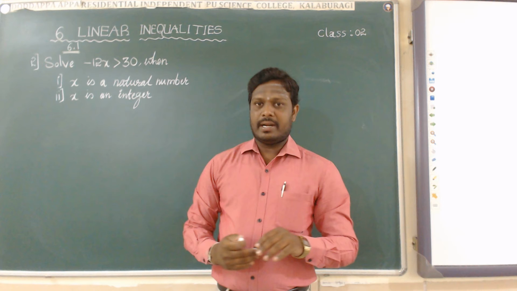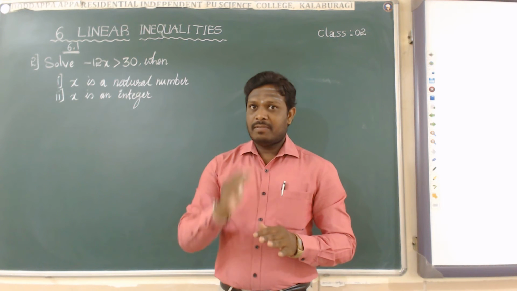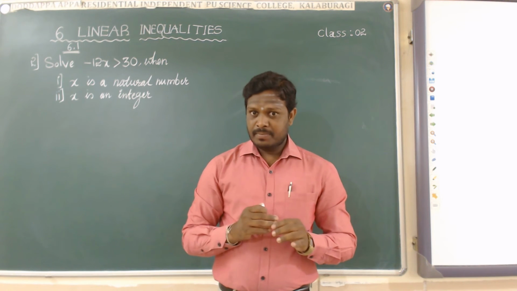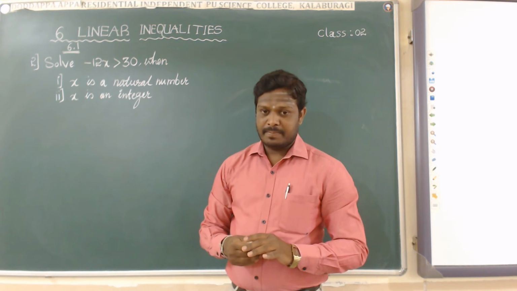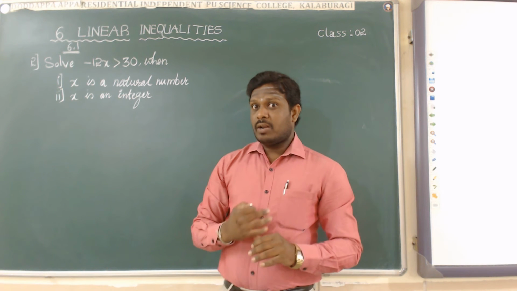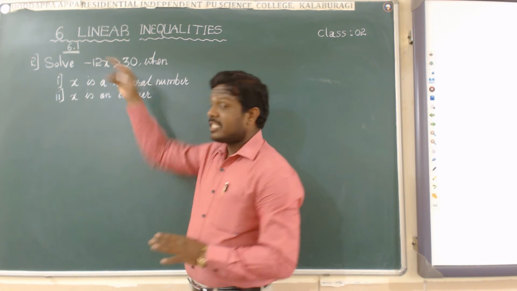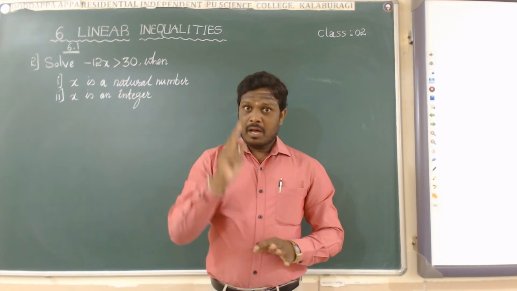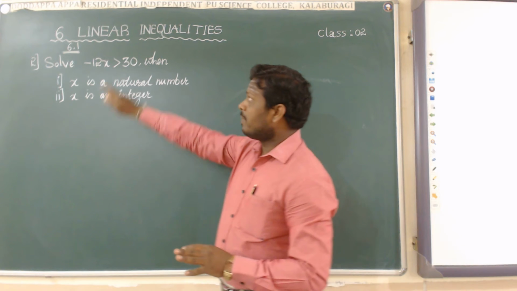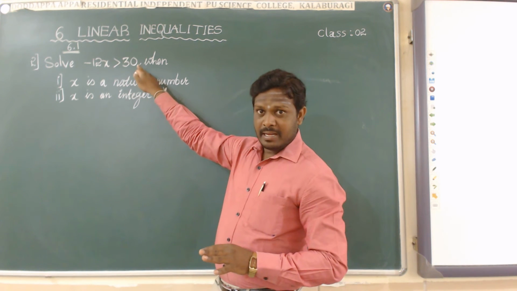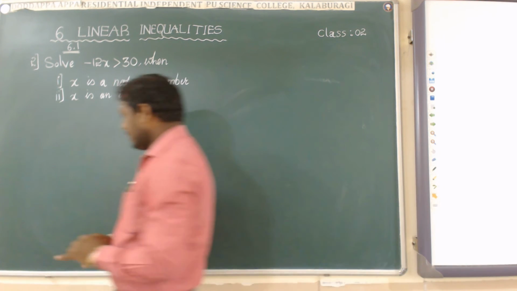This is very important. What is the condition for finding the x value here? The coefficient of x is minus 12. We have to simplify until the coefficient of x is positive 1, and we simplify the given inequality statement with the help of those two rules. Okay, let us come to the solution.